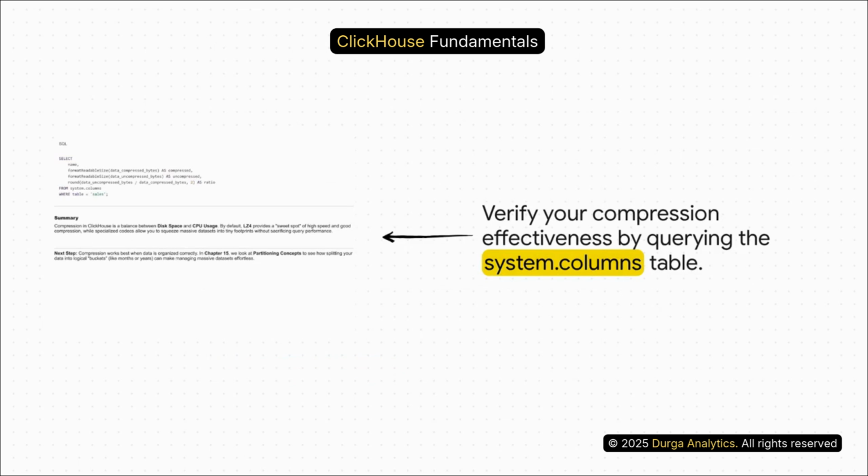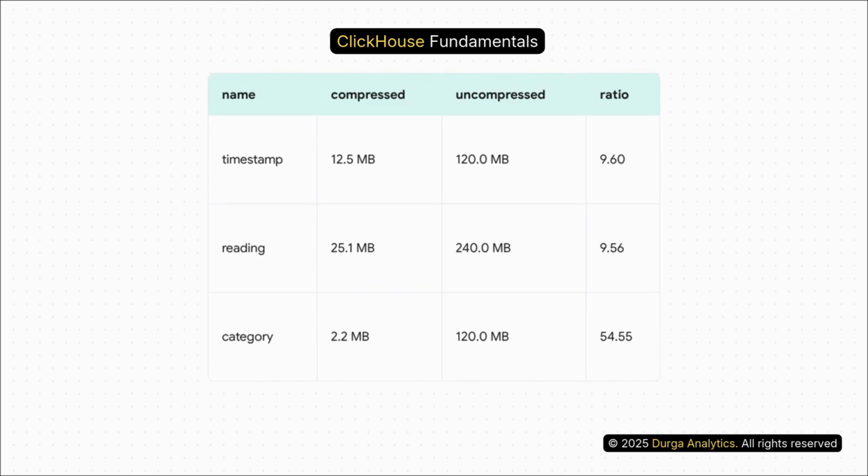And the best part? You never have to just guess if your strategy is paying off. ClickHouse makes it super easy to check your work. You can just run a simple query against the system.columns table, and it'll give you a detailed report card on how well everything is being compressed. And when you run that query, this is what you get. A nice, clean, unambiguous report. It shows you the compressed size, the original size, and that all-important final compression ratio for every single column. I mean, look at that category column, a 54:1 compression ratio. That is a massive performance gain, just sitting there, waiting to be unlocked.